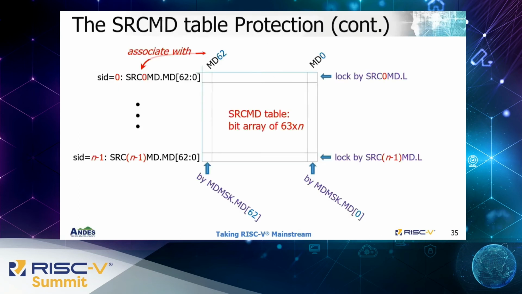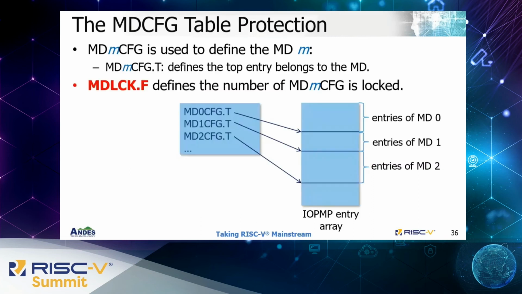The figure illustrates both dimensions of the SRCMD table and how to lock them. When you want to lock the table horizontally, you can use the per SID locks. They are the L bits in each SRC SMD register. When you want to lock it vertically, you can use the per MD lock. Those locks are grouped in the mdmsk register.